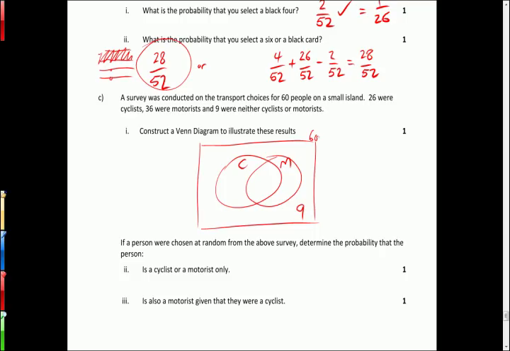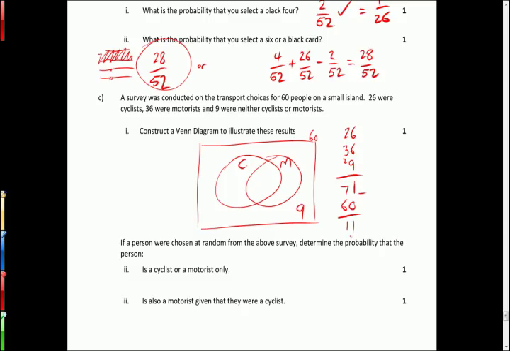So far we're saying, look, 26 were cyclists, 36 were motorists, and 9 were neither. What do they add up to? Well, I've got 12, 21, 5, 6, 7. Okay, there's 71 people, supposedly in the survey, 71 results. But there's only actually 60 people. We can't have 71 results. That bit that seems to be an error must be people that put their hand up twice.